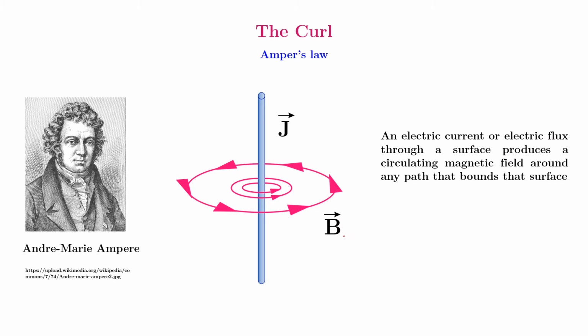As an illustrative example, let us consider Ampere's law in electrostatics. If we have a current carrying conductor through which a current density J is flowing, we can see that there will be a circulating magnetic field around any path that bounds that surface. From this observation, Andre-Marie Ampere proposed the circulation of the magnetic field as del cross B equal to mu 0 times J, and this law is known as Ampere's law.